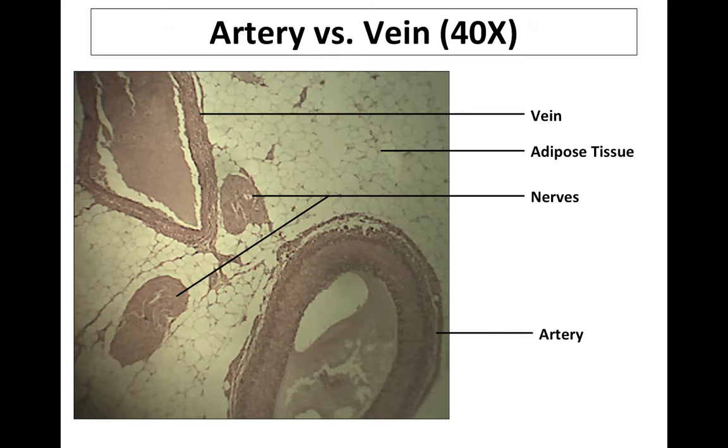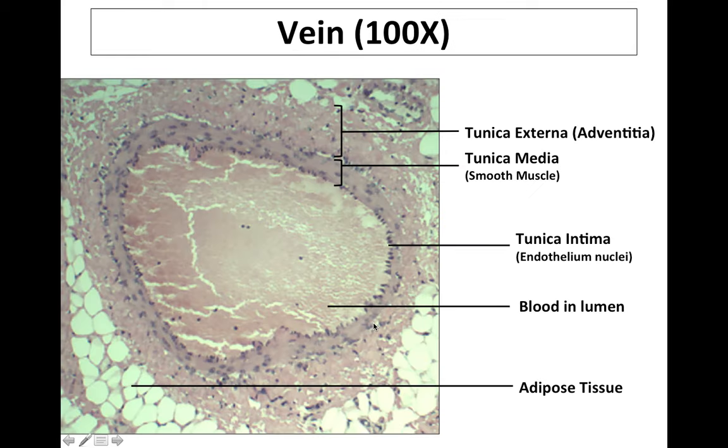Under the microscope, here's what an artery looks like versus a vein. You can see the artery is relatively round. It has a relatively thick wall. And then here's a vein. The wall is a lot thinner. It looks a little bit more oblong. It's not quite so round. And you can see some of the erythrocytes in the middle as well.